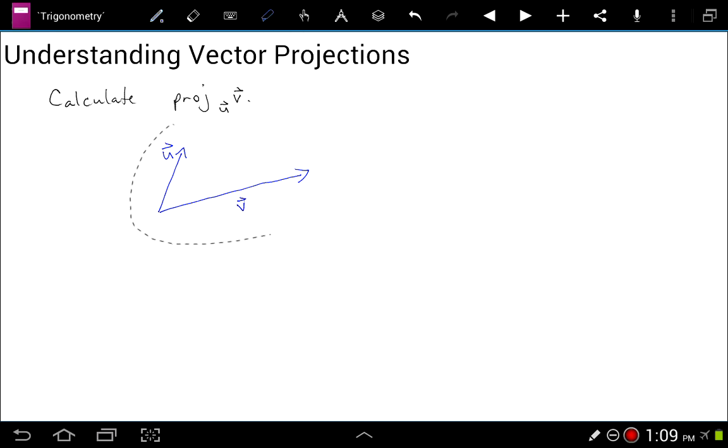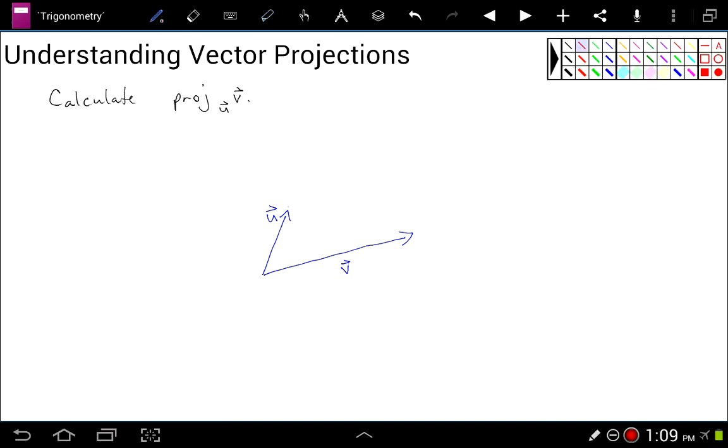My axis is my u vector. So I'll extend it so I can think of it as an axis rather than a vector. And then I need to form a 90-degree angle from the tip of vector v onto this axis. And so I simply form a 90-degree angle with that axis. And my projection vector lives on that axis, starting at the same initial point as u and v. And it points towards the end of that projection, which is right here. So this purple guy or pink guy here is my projection of v onto u.